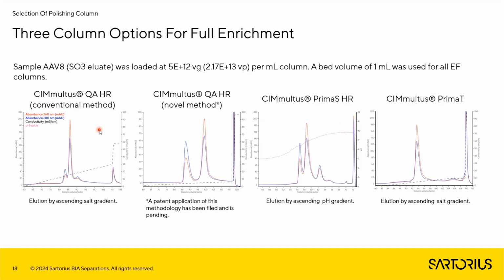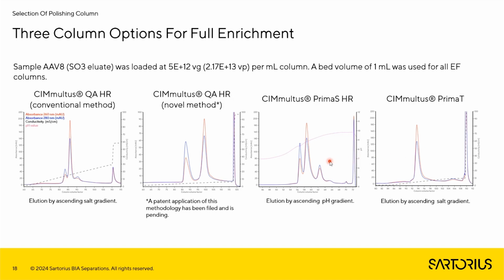So on all 3 columns, or 4 approaches, we loaded the same amount, which, depending on the vector genome or vector particles, is around 2e13 vector particles per ml of column. We used 1 ml columns for each, and you can see that the profile behaves differently. We have the empty capsids eluting first, then the full capsids, and then the remaining portion, which we usually associate with aggregated or damaged capsids. On the novel method, we do see that we really increase the resolution between the two subspecies, and Prima S and Prima T also show a different profile.